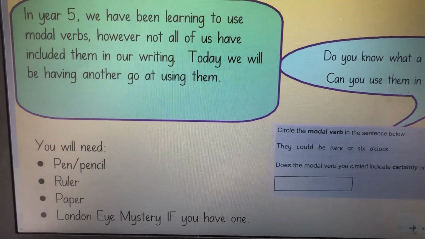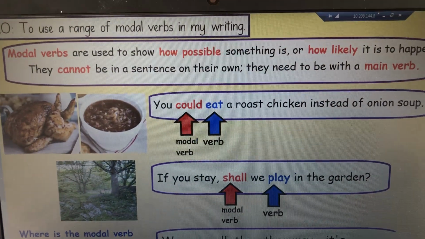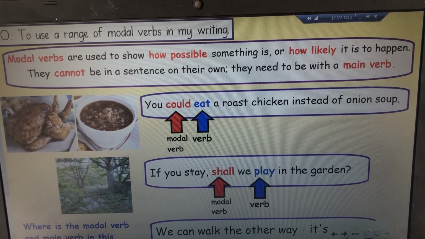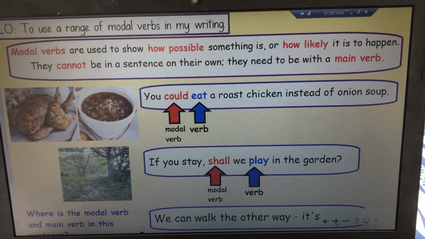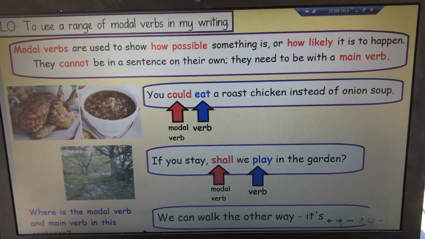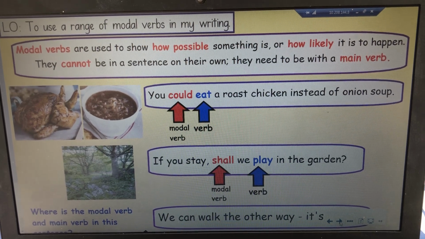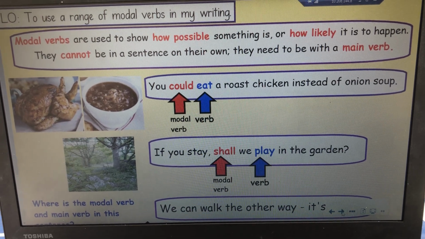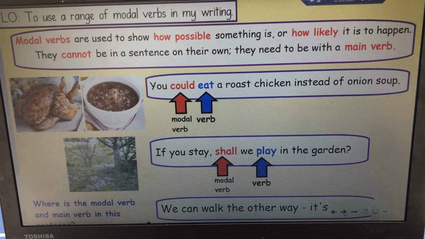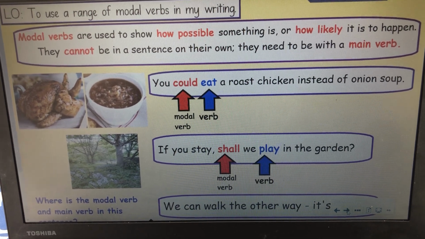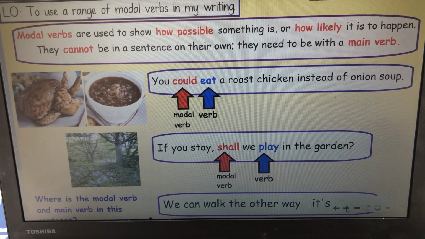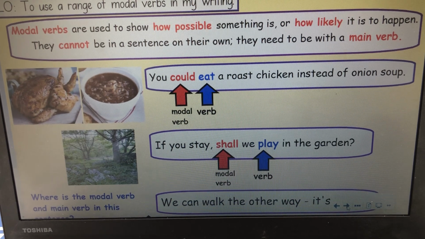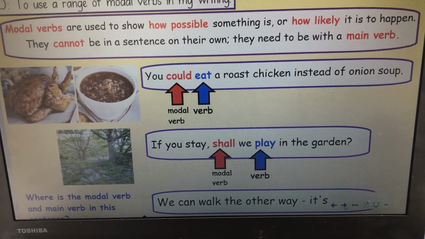So by the end of this lesson, you will feel confident to answer that question. Now, modal verbs, as a recap, are used to show how possible something is or how likely it is to happen. They cannot be in a sentence on their own. They need to be with a main verb. So the first thing to do is to identify the main verb in a sentence. Here's an example. You could eat a roast chicken instead of onion soup. So I've identified that my verb is to eat, and therefore my modal verb is the possibility of me eating it. How likely is that going to be to happen? So in this case, it's could. You could eat a roast chicken.